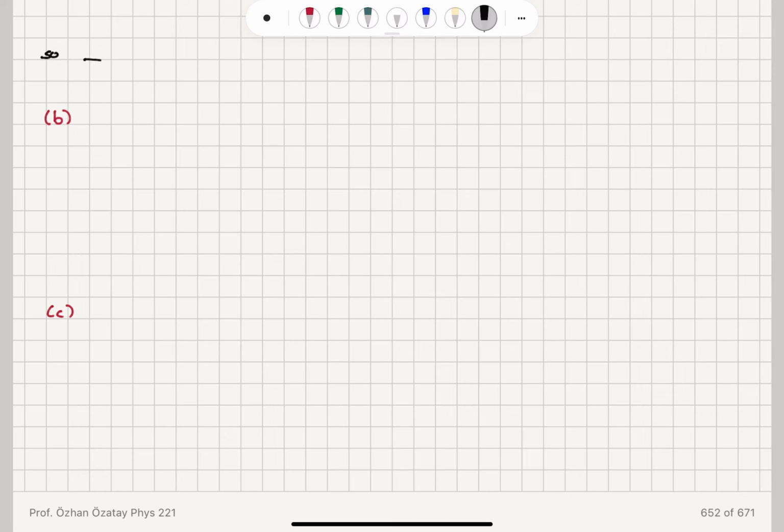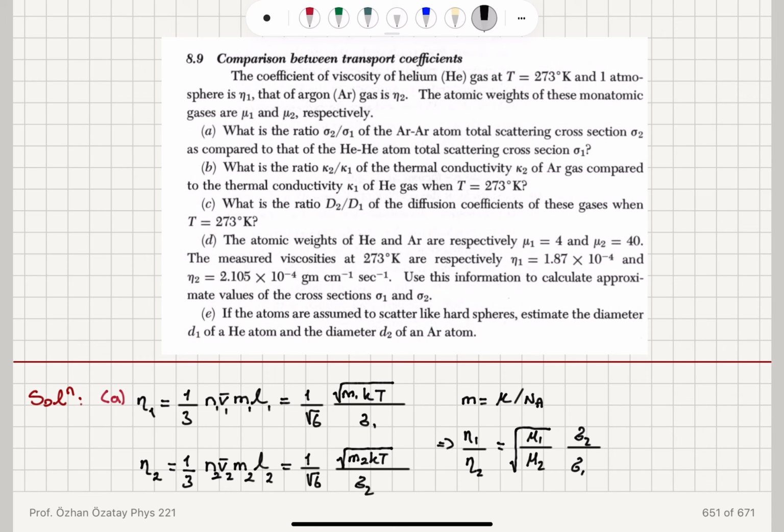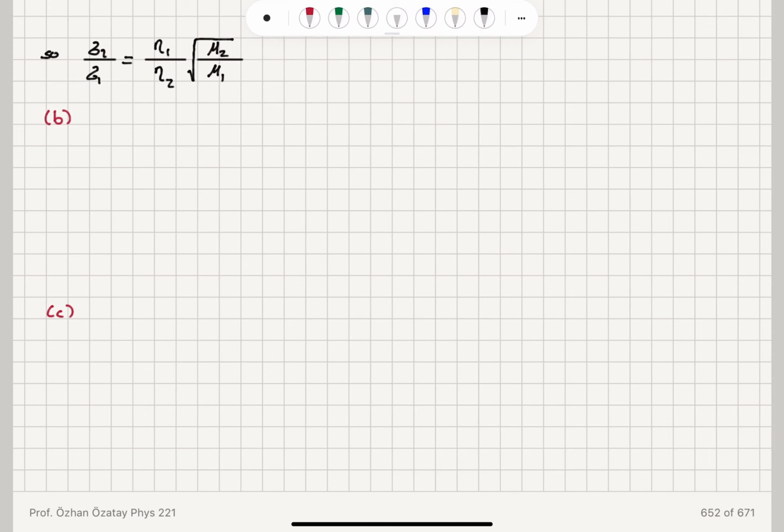So we obtain the final answer when we isolate sigma 2 over sigma 1. Sigma 2 over sigma 1 is eta 1 over eta 2 times the square root of mu 2 over mu 1. All right, so here sigma 2 over sigma 1 is eta 1 over eta 2, and this goes to the left as a reciprocal, so square root mu 2 over mu 1. So that's our final answer for part A.